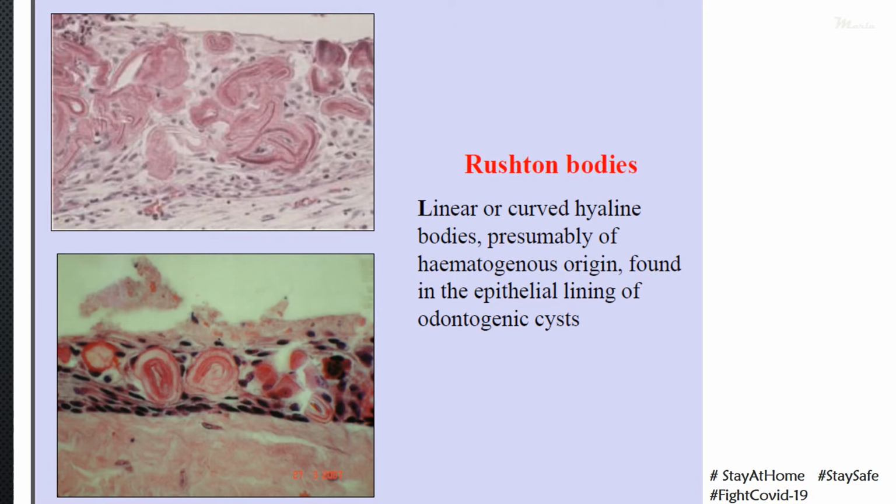Other than this, the lining of the cyst at certain times may show some eosinophilic hyaline material as seen in this picture. These are referred to as Rushton bodies. It is thought that these Rushton bodies are hematogenous in origin and may be commonly seen in the lining of radicular cysts.